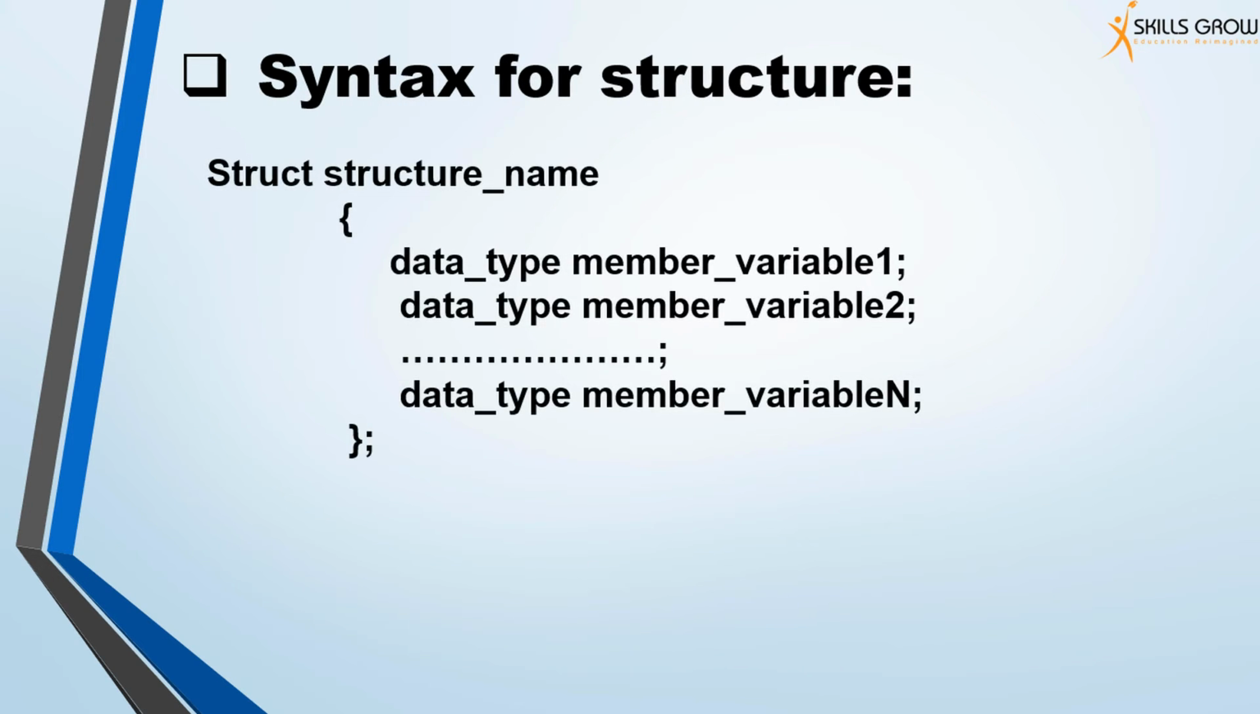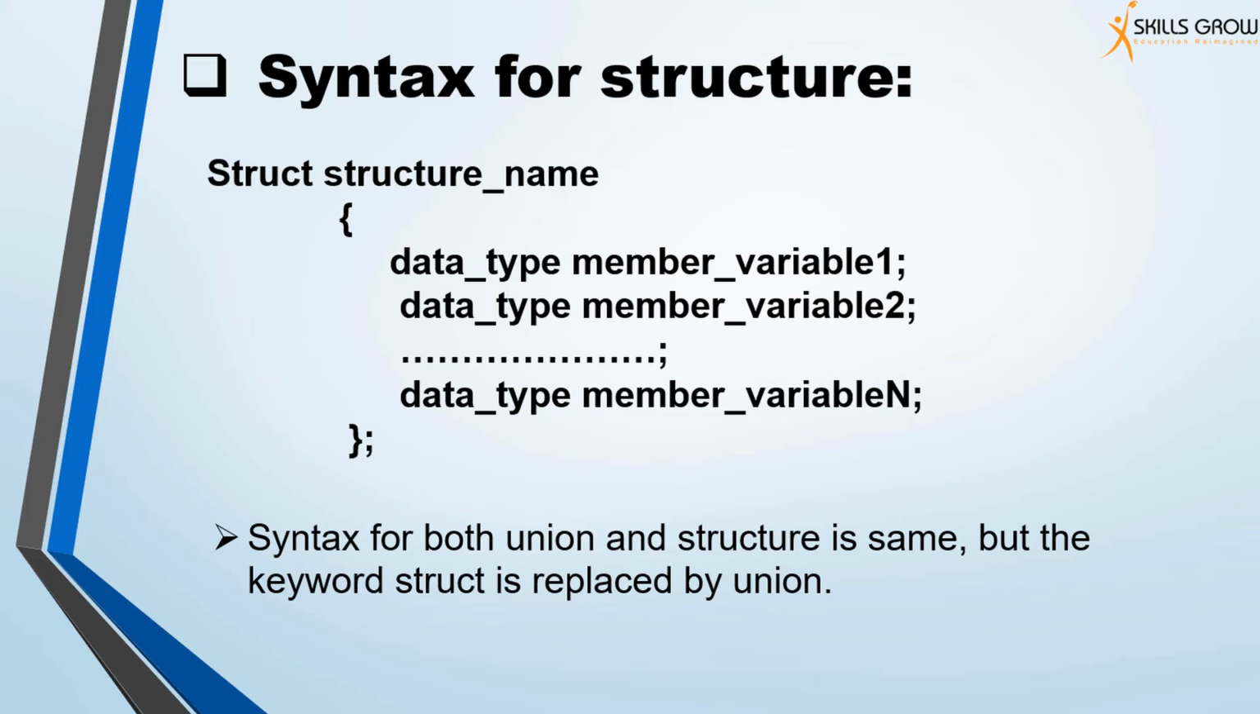Here is the syntax for the structure. A structure can be defined using the keyword struct. The structure name used in the syntax is the tag name that has to be given to a structure. There are n number of variables in the syntax. That means all those n number of variables are to be placed under a single name. The syntax for both structure and union is the same. The only difference is the keyword struct is replaced by union.